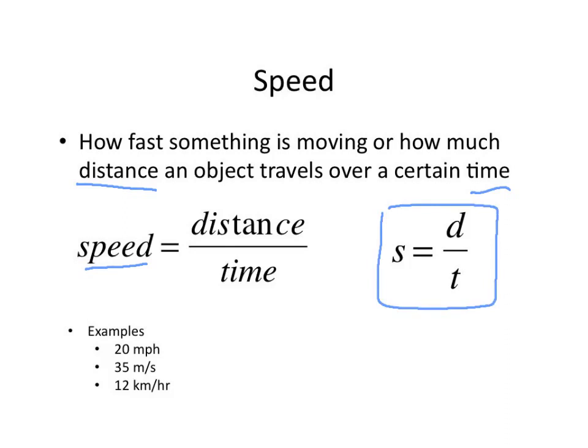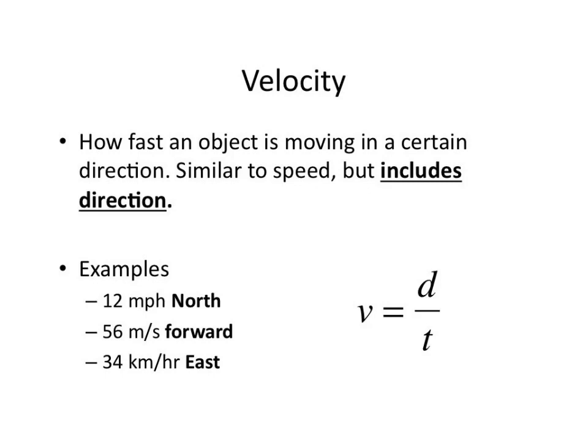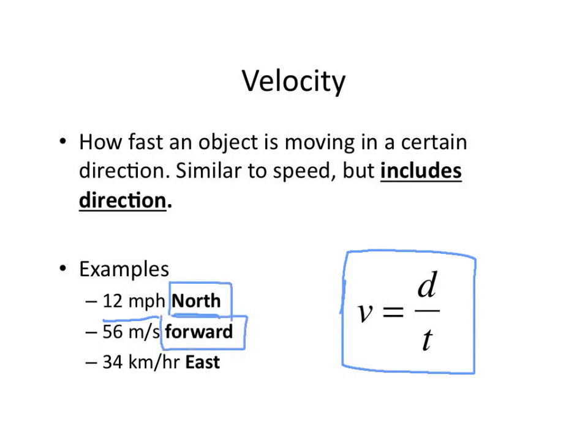And we know some examples of speed: miles per hour, meters per second, kilometers per hour. All of those show a distance over a time. Velocity is very similar to speed. It tells you how fast an object is moving, but it also tells you direction. So 12 miles per hour would be a speed, but if you say you're going 12 miles per hour north, that would be a velocity because you include direction. The equation for velocity is exactly the same as speed because they are very similar to one another. Velocity is distance over time. The only difference is velocity includes this direction part, whether it's up or down or north or south.